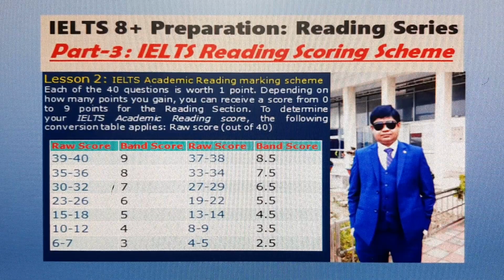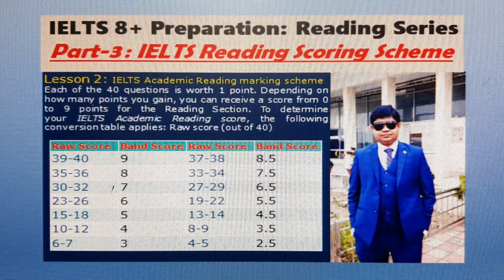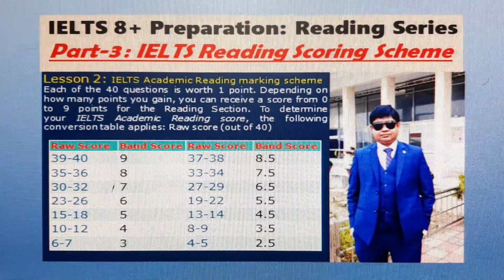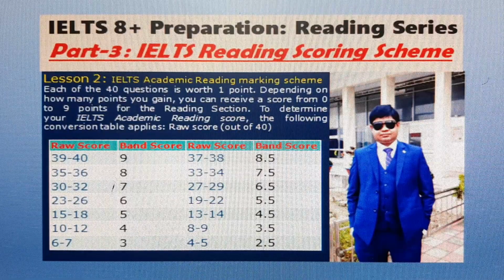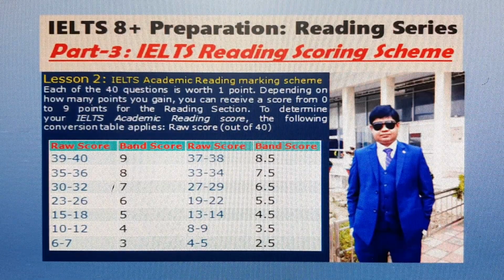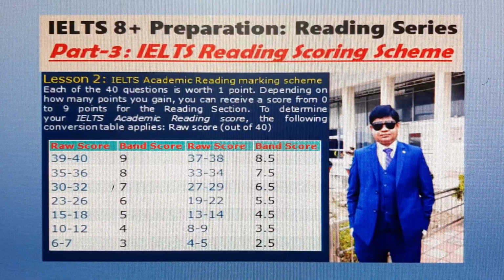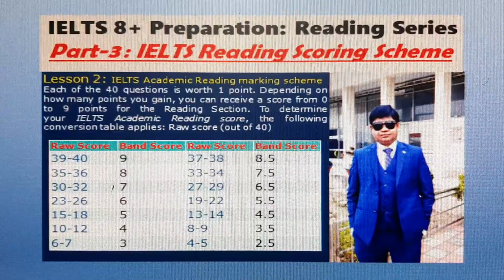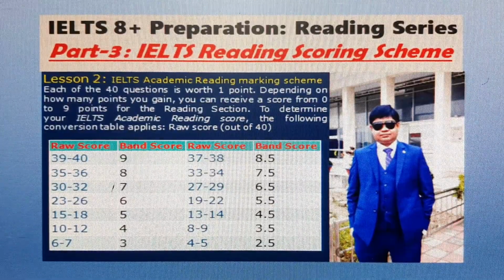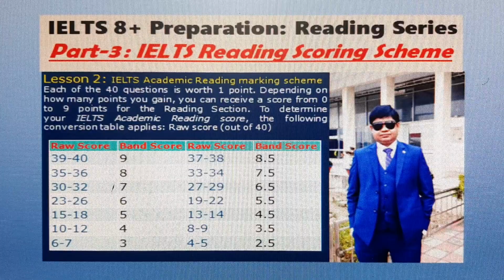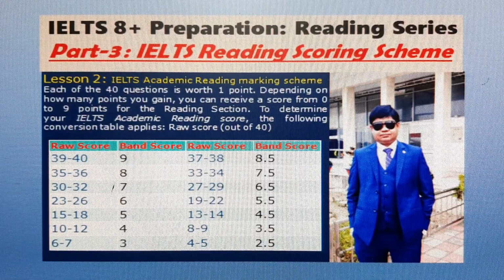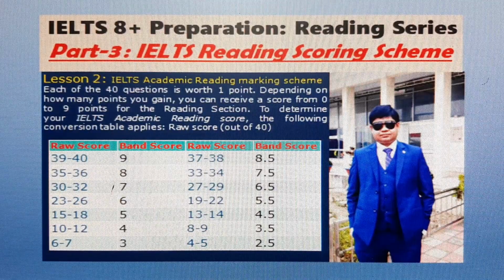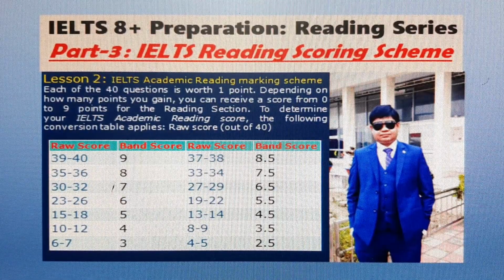Lesson 2. IELTS academic reading marking scheme and band score assessment conversion table. In IELTS academic reading module, there are 3 long academic passages which are followed by 40 questions. Each of the 40 questions is worth 1 point. Depending on how many points you gain, you can receive a band score from 0 to 9 points for the reading section.